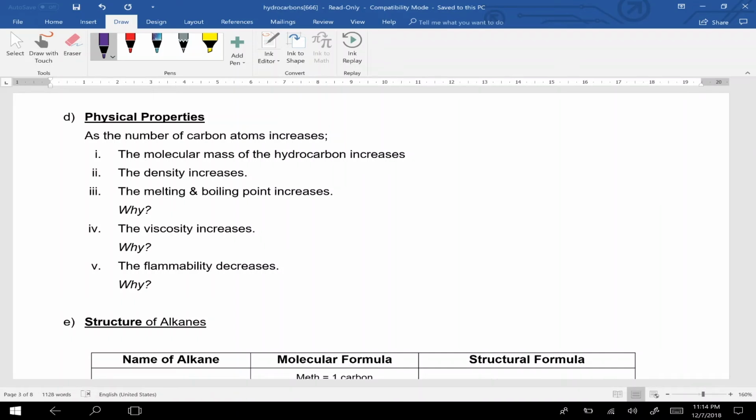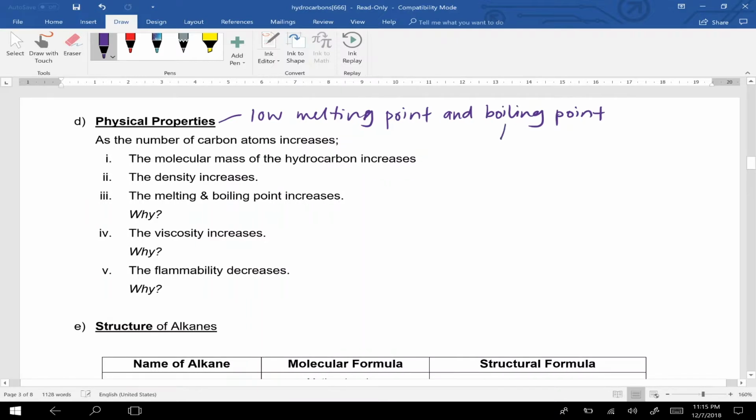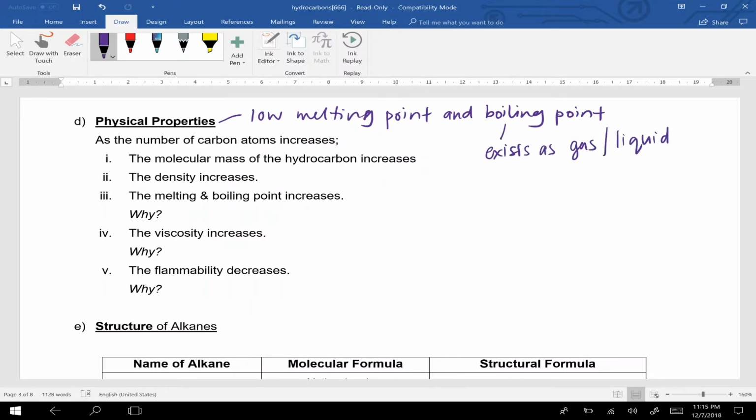Hi everyone. Today we're going to continue learning about hydrocarbons, about alkanes and alkenes. So where we left off, we were talking about the physical properties of hydrocarbons, particularly alkanes. One thing about the physical properties of alkanes is that they have low melting point and boiling point. Now, because they have low melting point and boiling point, they mostly exist as gases or liquids.